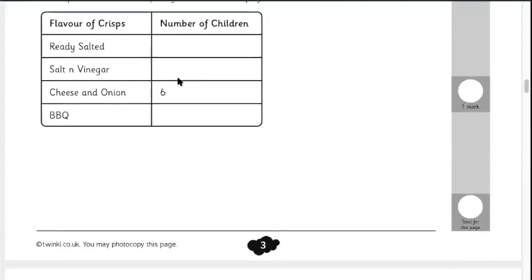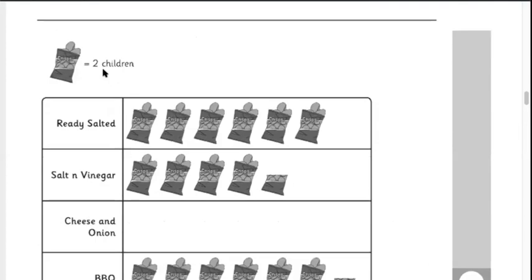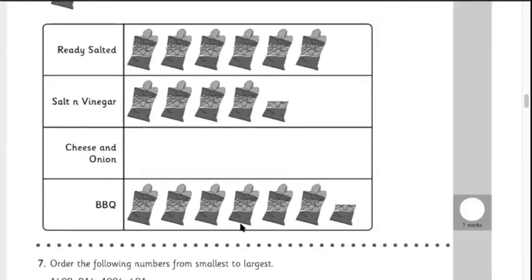Right. Okay, so cheese and onion, we'll come on to that one in a minute. So barbecue, we've got a blank space. So we need to go down to barbecue. We've got 1, 2, 3, 4, 5, 6, 6.5. So each crisp packet is 2 children. So we've got 6.5 crisp packets.